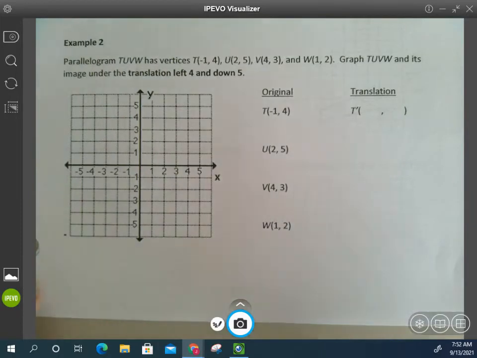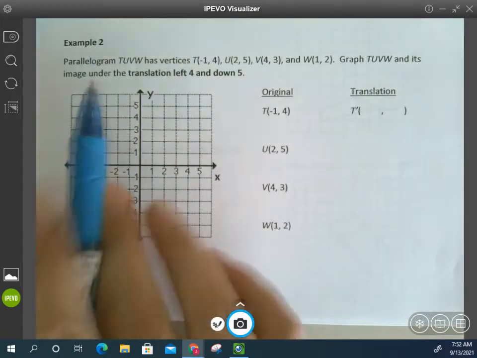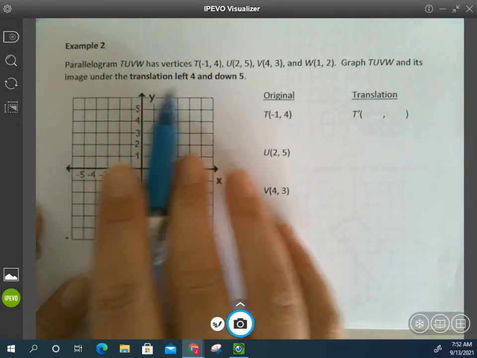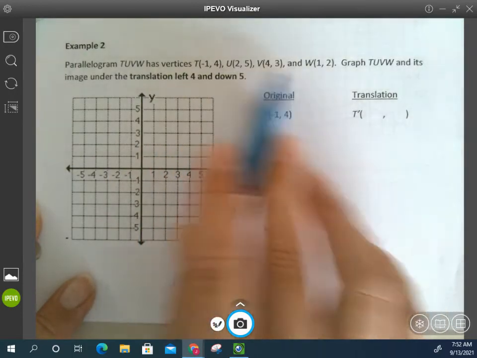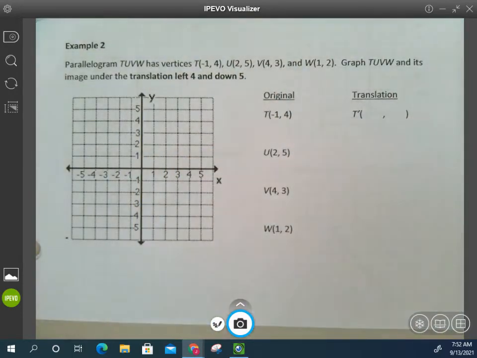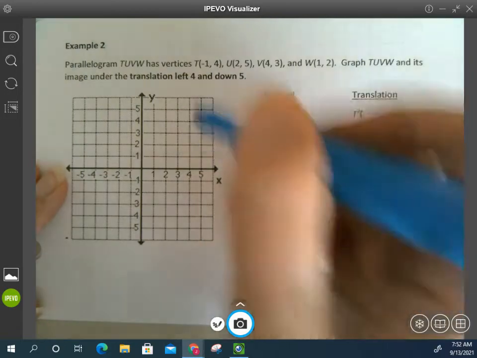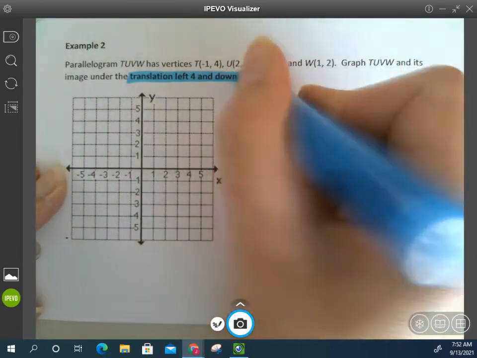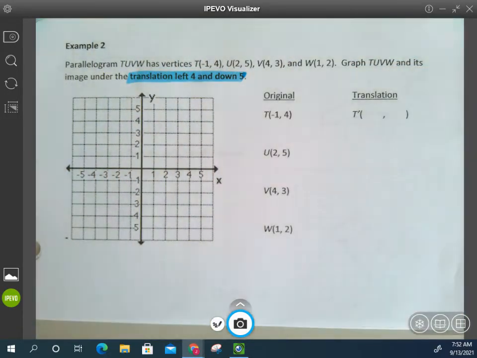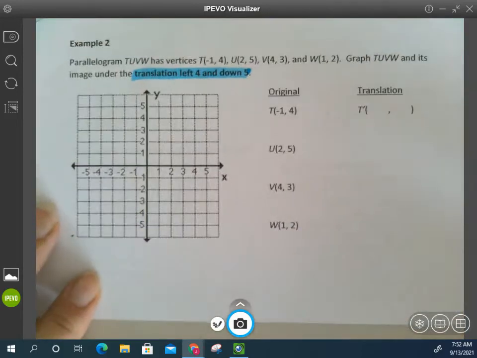All right, so we're at our next one. Again, same thing. We now have a parallelogram, so it's not a rectangle. TUVW, so let's go ahead and graph that. And then we're going to take it and translate it left 4, down 5. All right, so go ahead, graph each point, double check to look up.